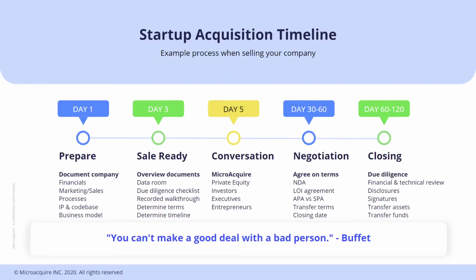So what does that process look like? Day one, you're going to be preparing. You're going to be looking over things like financials, marketing and sales processes, IP and code base, business model. And this is where you're just documenting it from a high level. This is probably before you go live on MicroAcquire. And then sale ready. Do you have a data room? Do you have a due diligence checklist? Do you have recorded walkthroughs?